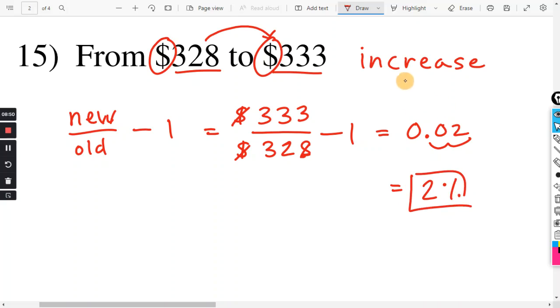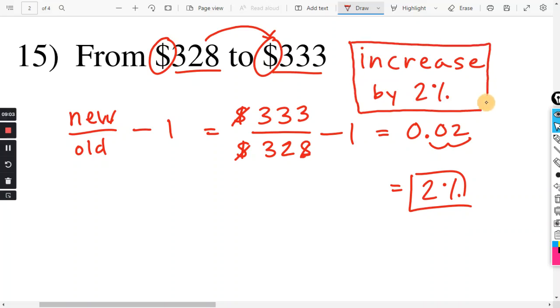So this was an increase. This was increased by 2%. I should really circle that answer. Okay, so that's the final answer.